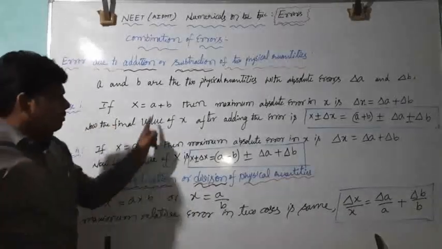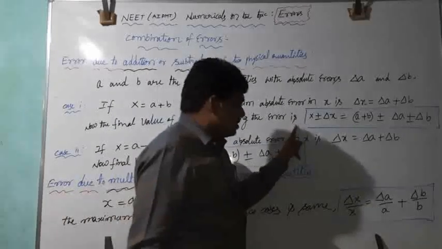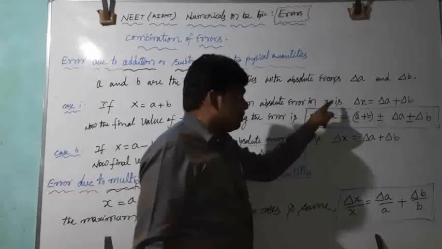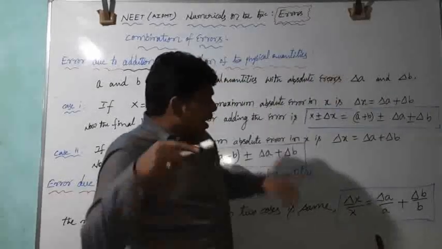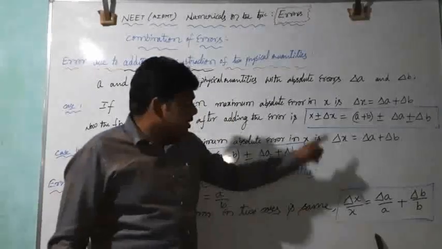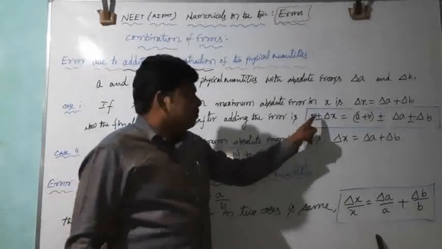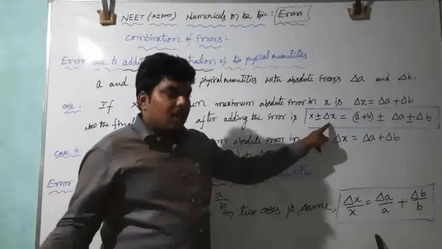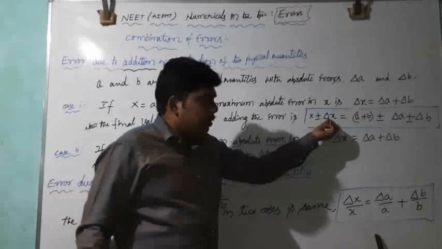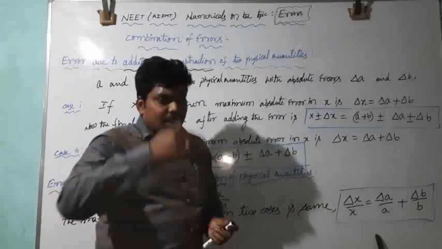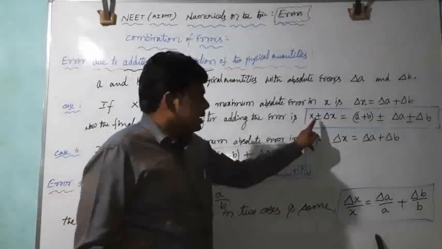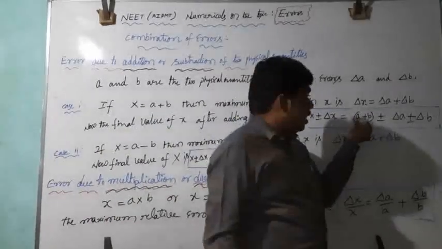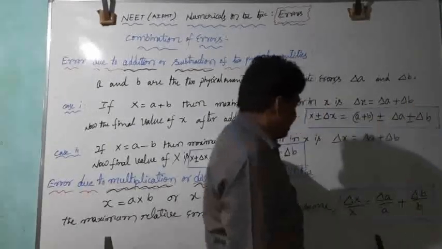Now, the final value of x after adding the error: yes, we can calculate delta x, the absolute error in x, by using this formula. Now when you add this value, what will be the final value? x plus or minus delta x, since the error may be positive or negative. It means that once we add and once we subtract, we get the variation of the value. That is, x plus or minus delta x is equal to A plus B, when two quantities are added, plus or minus delta A plus or minus delta B.